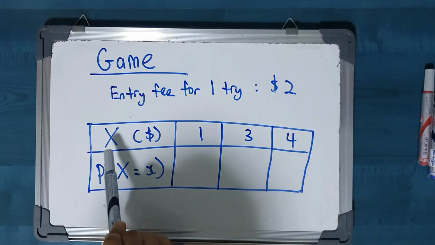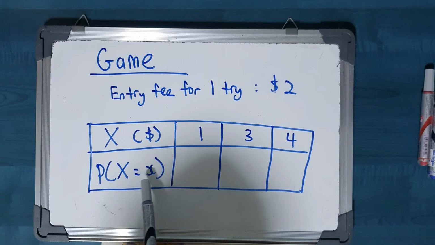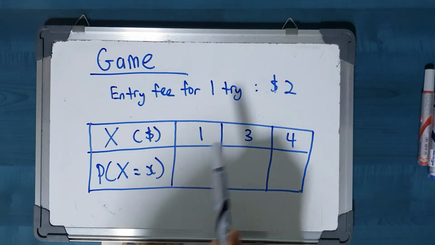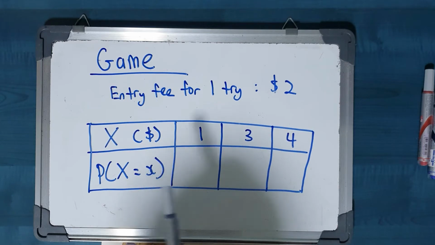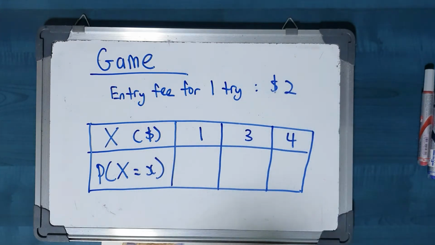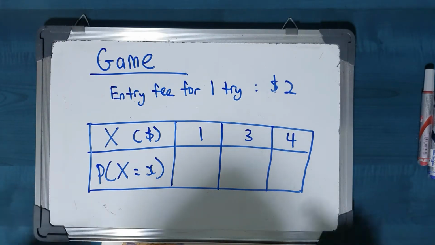So the top part represents our winnings, and the below represents the probability of, let's say, winning $1, probability of winning $3, and probability of winning $4. So how do I fill up the probability? Okay, this one is just an example.